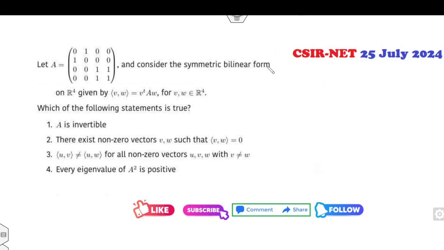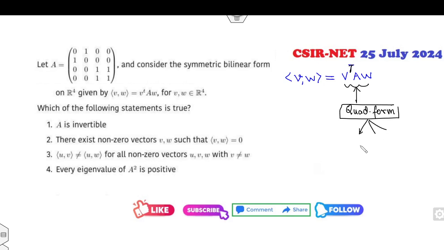Okay, consider the symmetric bilinear form given by the bilinear form of V comma W is V transpose A W. Very simple. Which thing comes to your mind when you look at this case? Quadratic form. So once it is a quadratic form, that means your target is to check positive definite, negative definite or indefinite. Now let's see how you can check that.